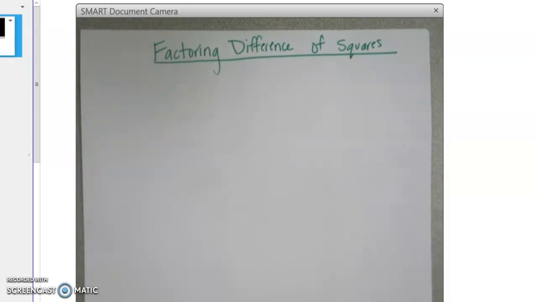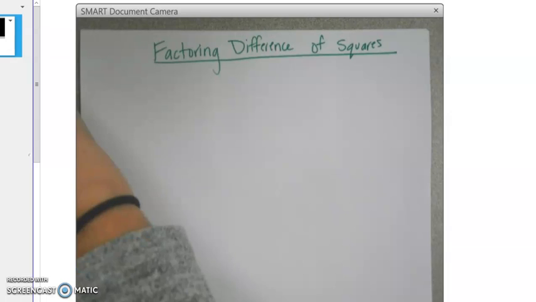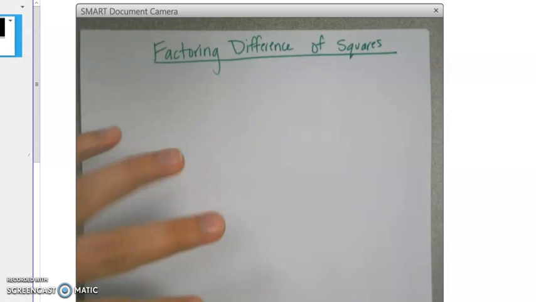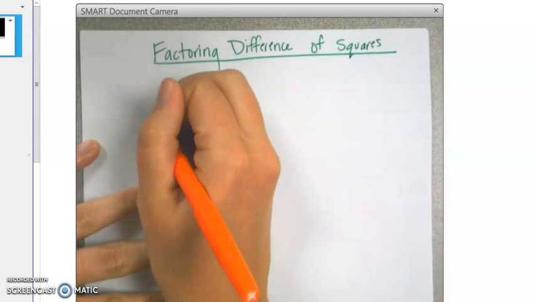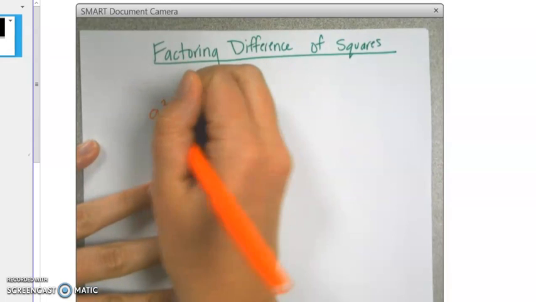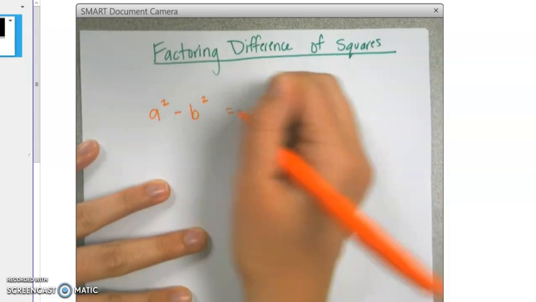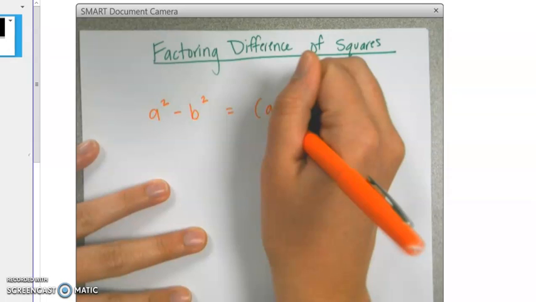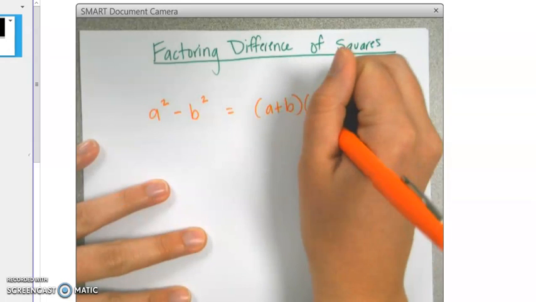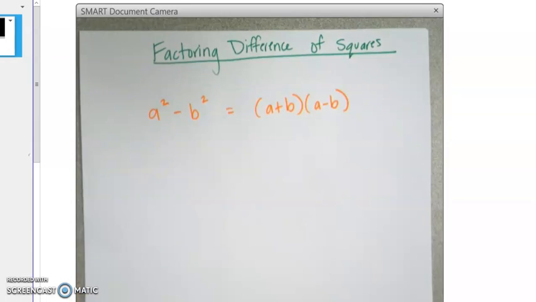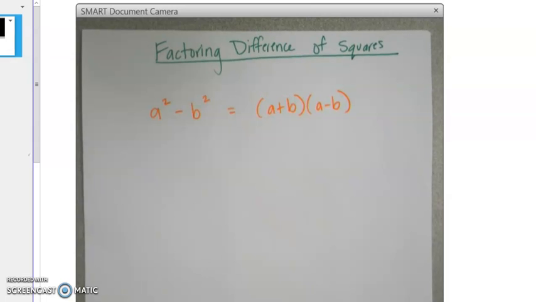So there is, I guess you can say, a formula for factoring the difference of squares. And it is a squared minus b squared equals a plus b times a minus b. Now, don't let the a's and b's confuse you. Once I put some numbers in it, this will make a lot more sense. But if you go ahead and write down the formula, I do want to point out some things.